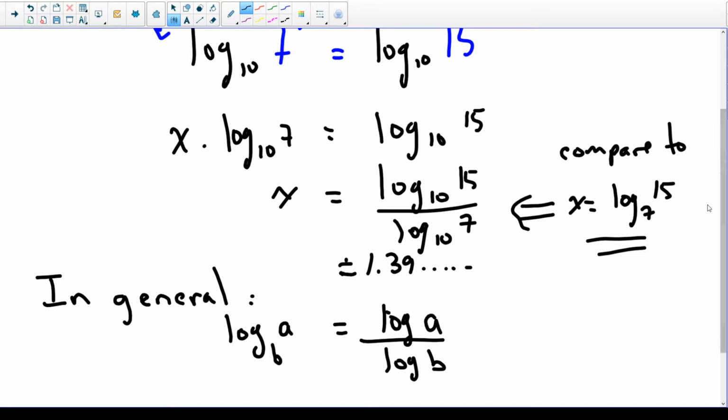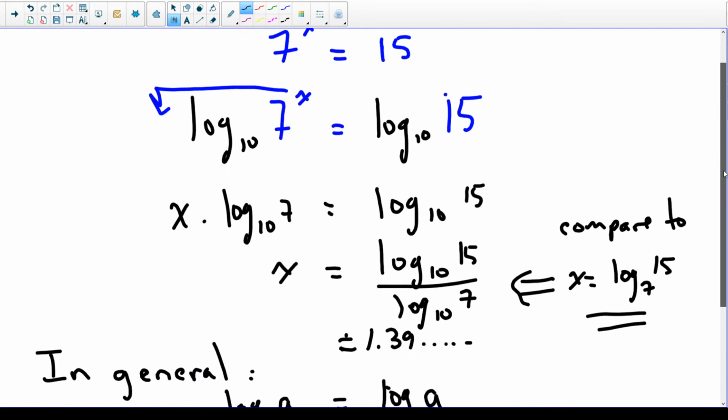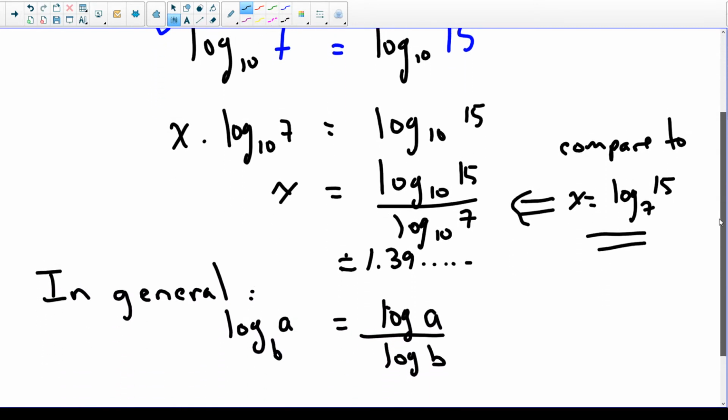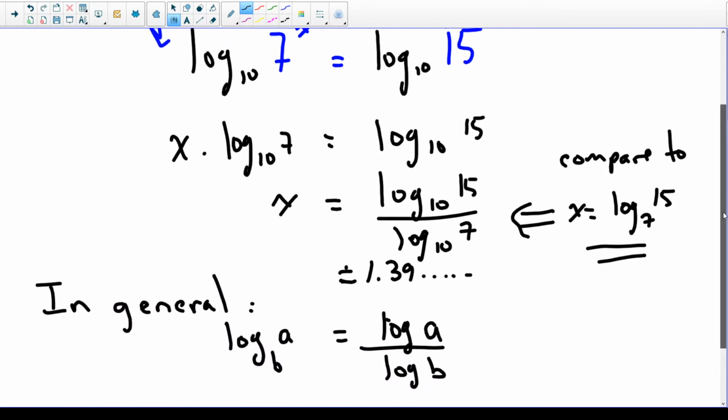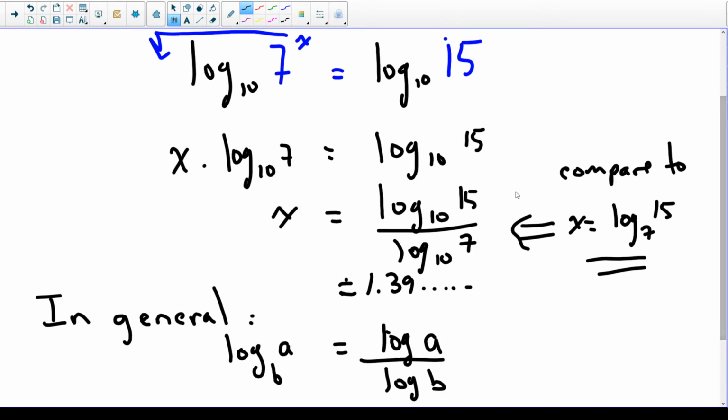And that's really the last rule that you need to know to do any logarithm question. So if you're asked to find the solution to a logarithm and you don't have a calculator that can change the base, you can just switch the base yourself by following this pattern. Let me highlight that pattern.